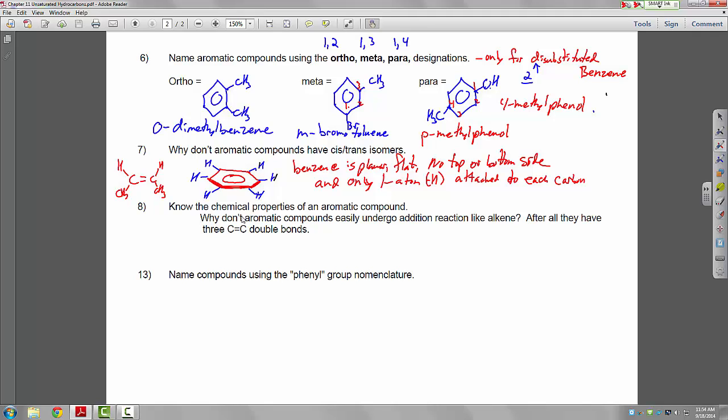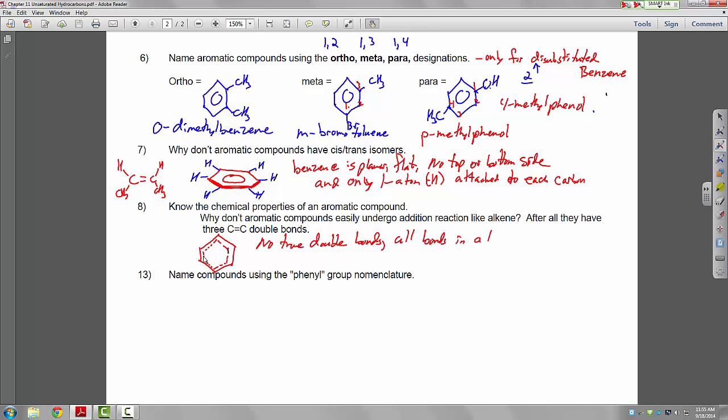Number 8, why are these aromatic compounds stable? Why don't they undergo reactions like alkenes? After all, they've got all these carbon-carbon double bonds. Well, that's because they're not really true carbon-carbon double bonds. If you remember, let's see if I can draw this kind of big. Those double bonds are not true double bonds. It's as if they're a bond and a half. They're smeared out. So I'm just going to say no true double bonds. In fact, all the bonds in benzene are the same. They're each, if you wish, a 1.5 bond. No true double bonds.